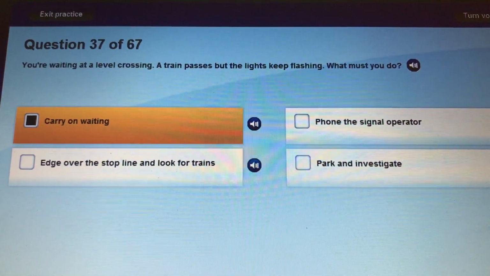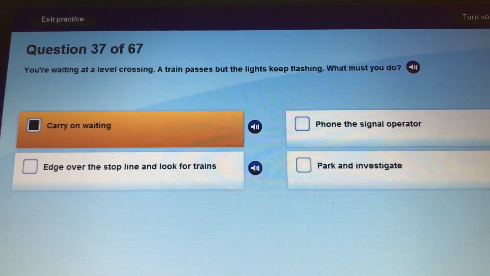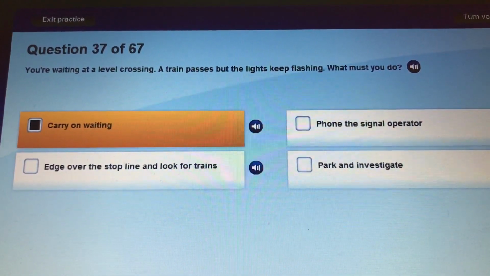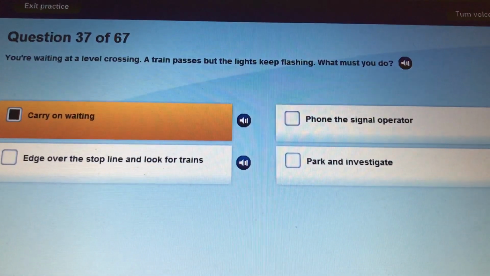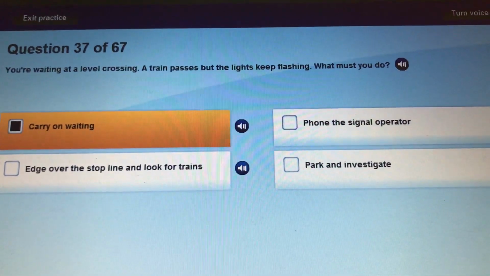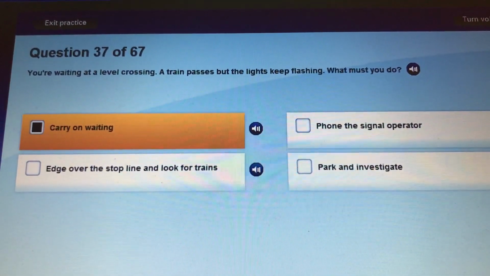You are waiting at a level crossing. A train passes, but the red lights keep flashing. What must you do? Carry on waiting.